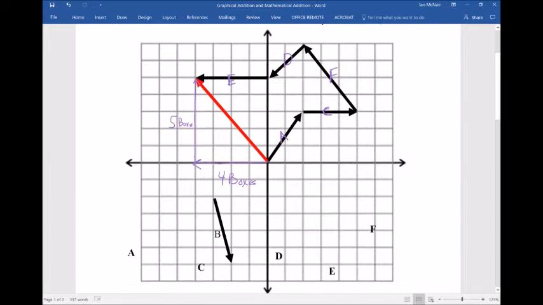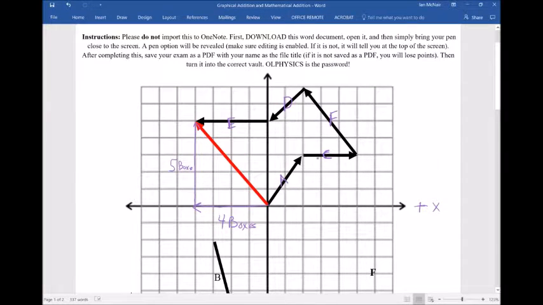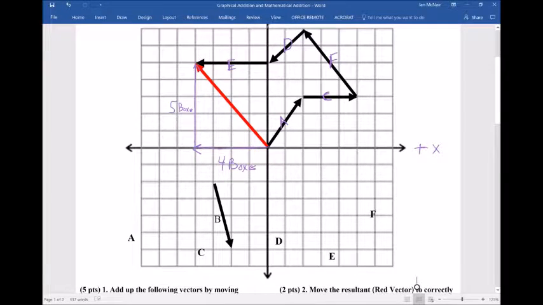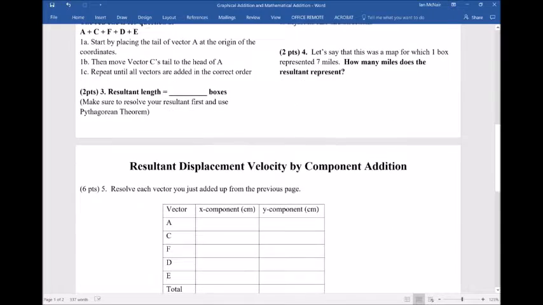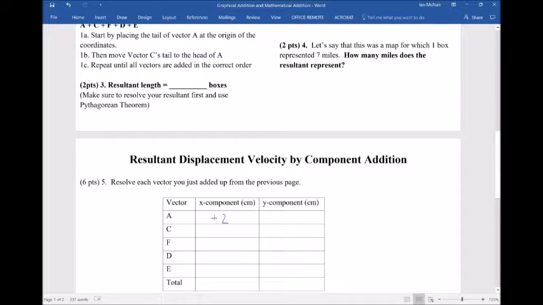So if we look at A, first we want to choose some positive directions. Let's say this is going to be positive X, and up here is going to be our positive Y. So our A goes to the right, so that's positive 2. Remember, put that in, positive 2, and then it goes up 3. And that's in our positive direction as well.